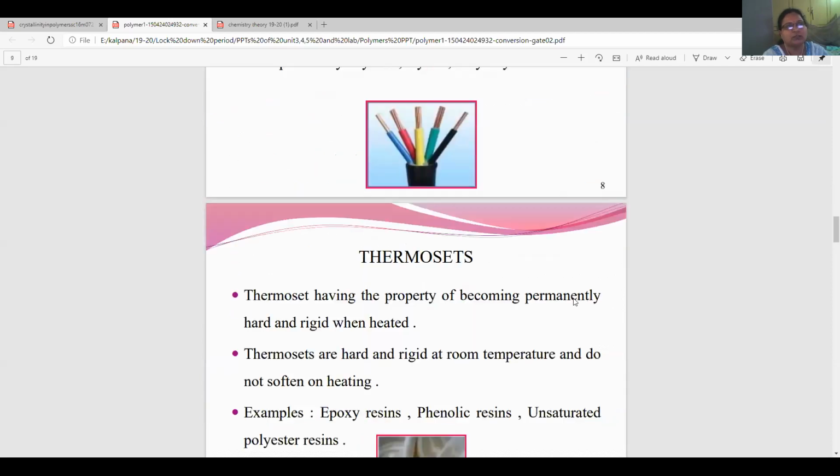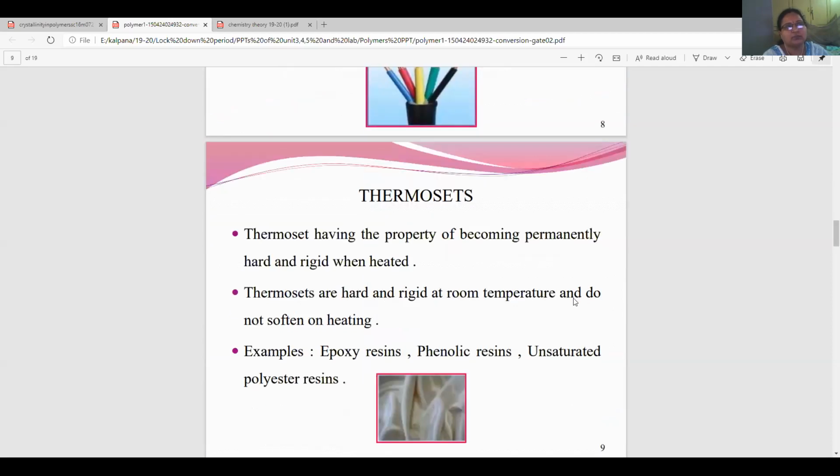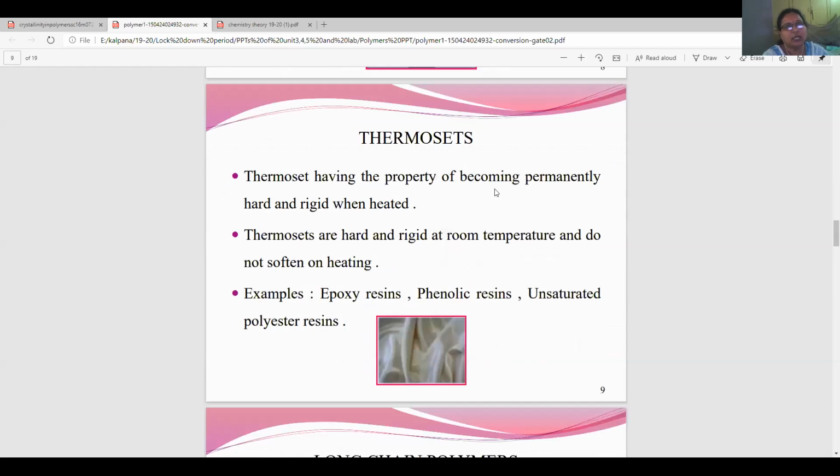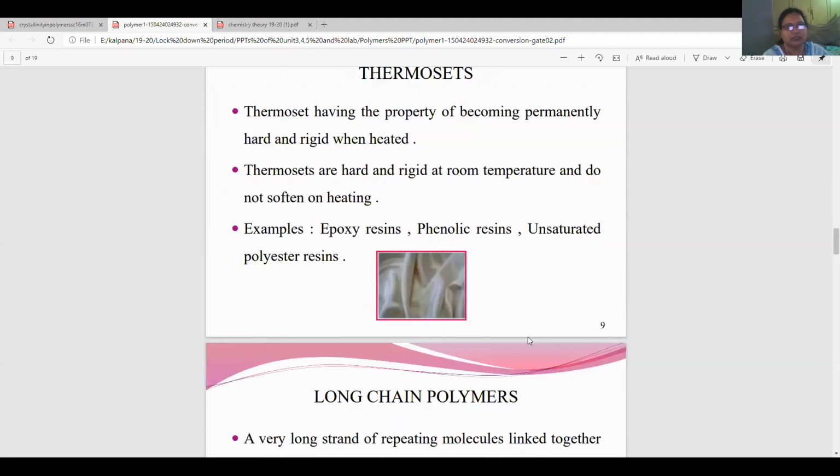Then thermosets. Thermosets have the property of becoming permanently hard and rigid when heated. So thermosets are hard and rigid at room temperature and do not soften on heating. Example: epoxy resins, phenolic resins, unsaturated polyester resins.